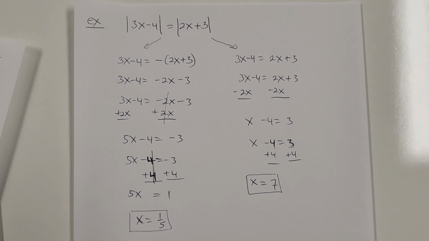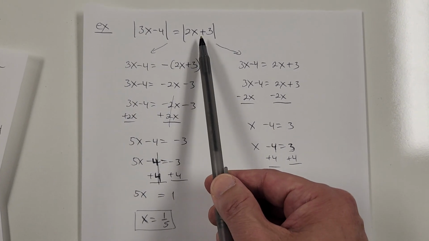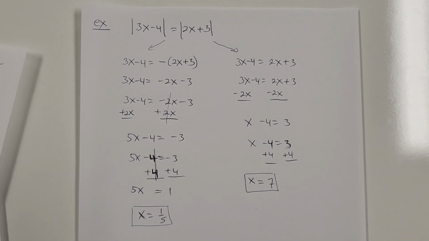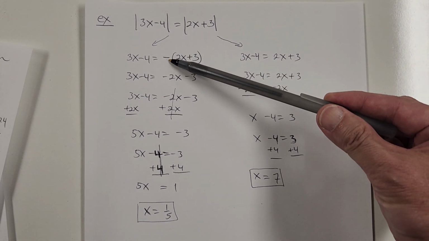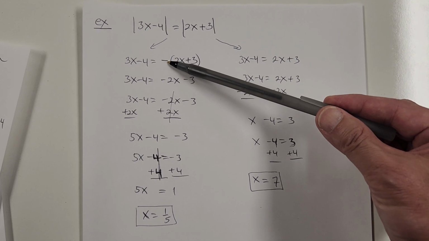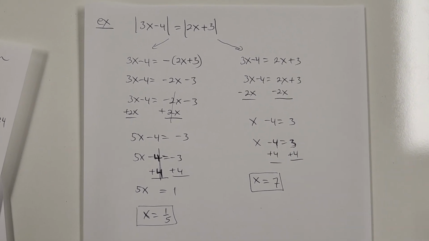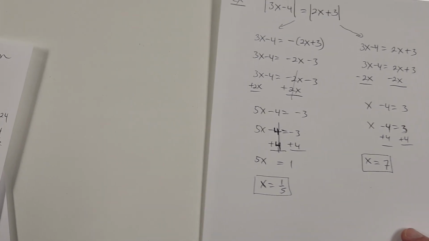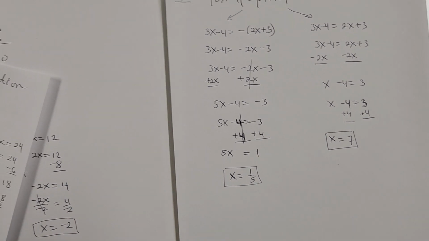Okay, so in this example, what happens when I have two absolute values on both sides. Be very careful. Again, on the left, there's always a minus, there's always a negative, and on the right side, it stays positive. Okay, so these are the examples for solving absolute value equations.